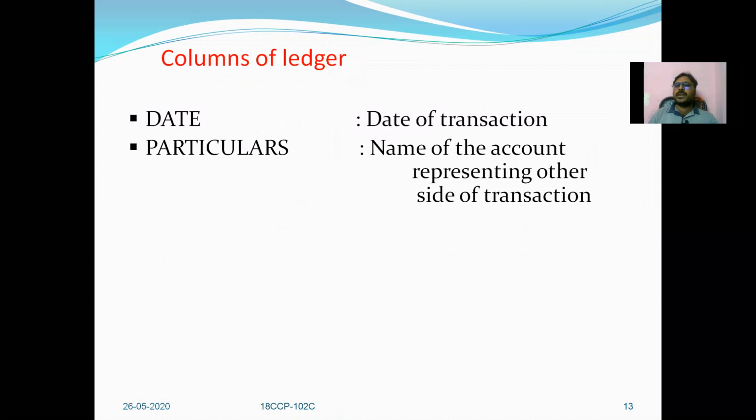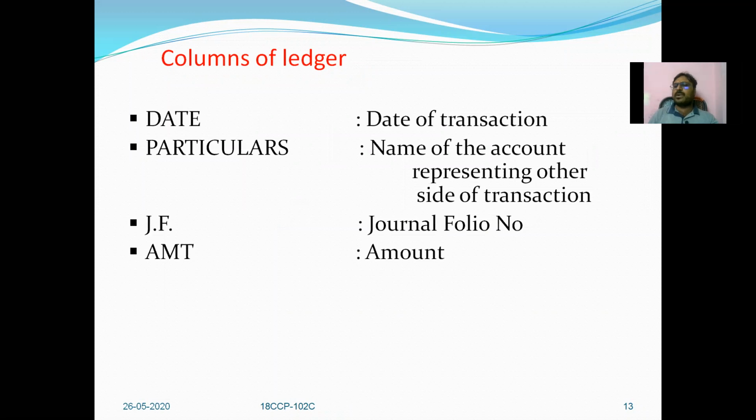Date column: the date of the transaction. Particulars: the name of the account representing the other side of the transaction. In every journal entry, a minimum of 2 accounts is there. One account is a debit account, one account is a credit account. For example, purchase goods for cash rupees 50,000. Here the purchase account and cash account are involved. A purchase account and a cash account will be created. Separate accounts will be opened.